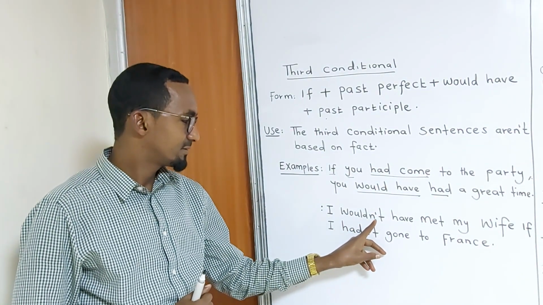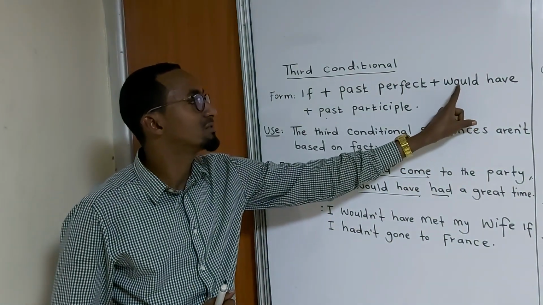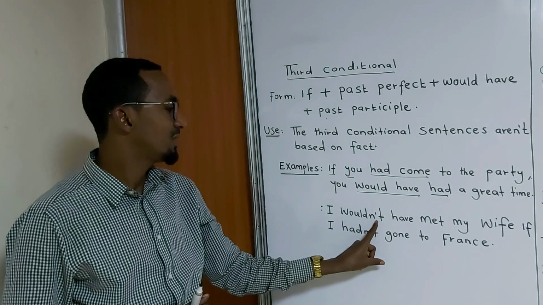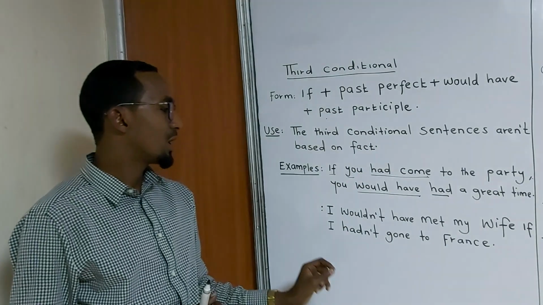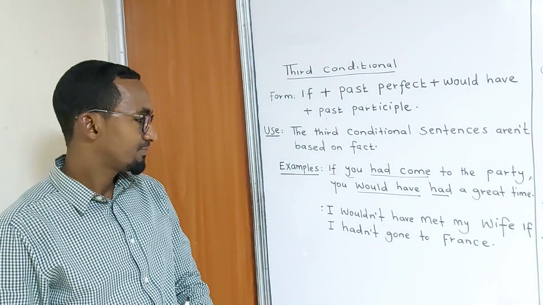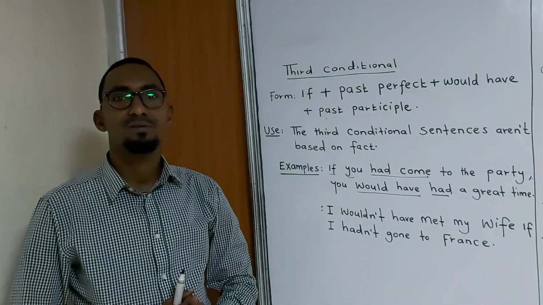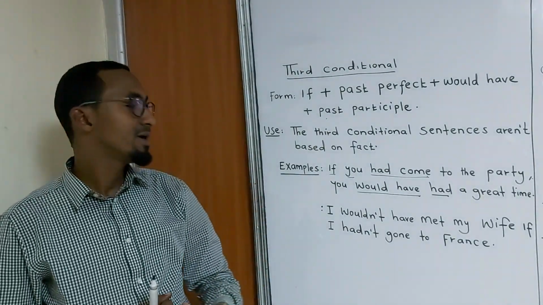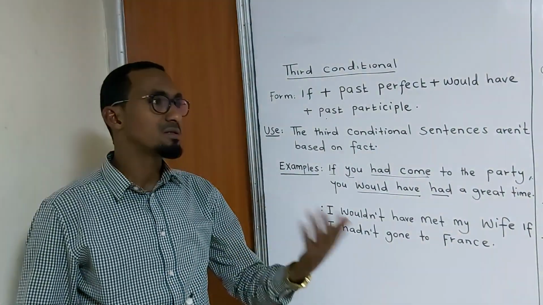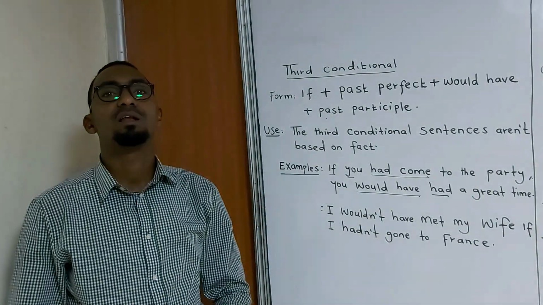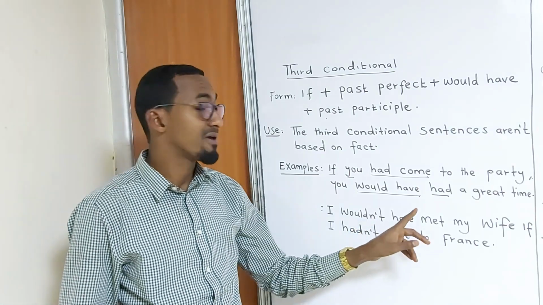Let's go to the next example. I wouldn't. So you see, we started with the result clause. We only made it negative. I wouldn't have met, past participle. I wouldn't have met my wife if I hadn't gone to France. See that? Which means that this person went to France, he met his wife there, then finally they got married. So, I wouldn't have met my wife.